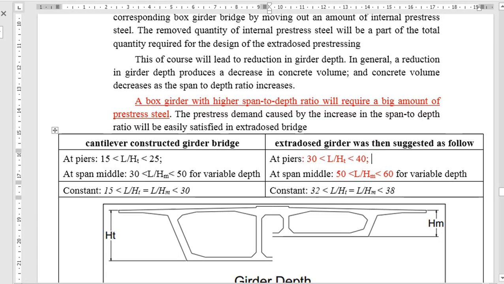At span middle, L/HM 50 to 64, variable depth. Constant, L/HT 32 equals L/HM 38. Extradosed girder was then suggested as follows. At piers. At span middle. Constant.